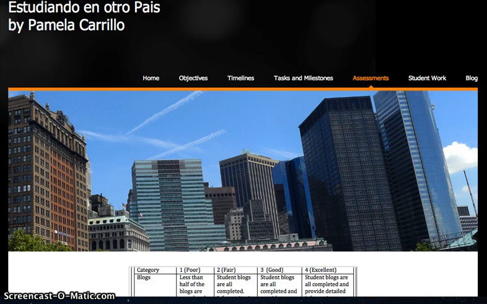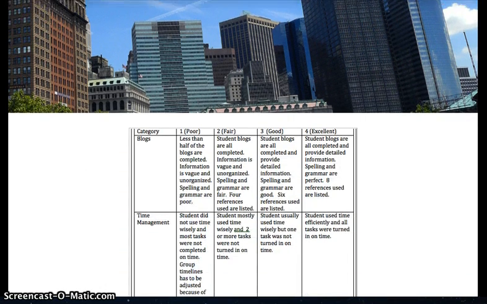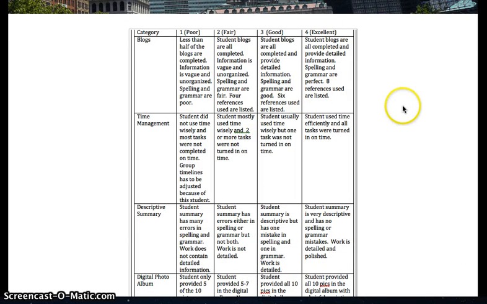Here is a rubric for student work, a basis on what the teacher will be looking for from each student. We are going to grade them on their blogs, their time management, their descriptive summary, and their digital photo album. For the blogs, of course, poor would be if they're not completing a lot of the blogs or if it's vague and unorganized. We will be looking at spelling and grammar as well. Fair: student blogs are all completed, information is vague and unorganized, spelling and grammar are fair, 4 references used are listed. It goes up from there, with more references each time to get to excellent.